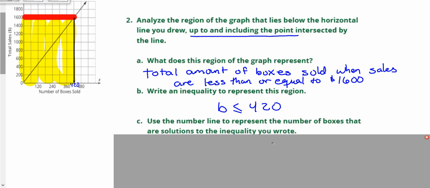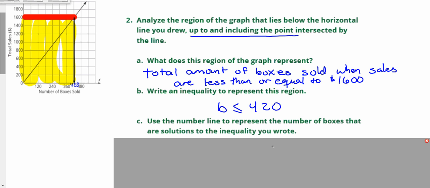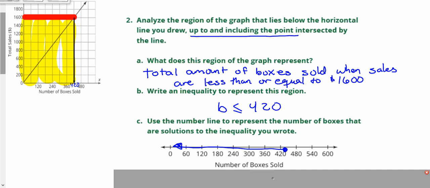And then the next thing they ask you to do is use the number line to represent the number of boxes that are solutions. So again, taking it from a graph into a number line, it's going to look something like that. So we're going up to 420, except mine is off a little bit here, so let's fix that just a little bit.